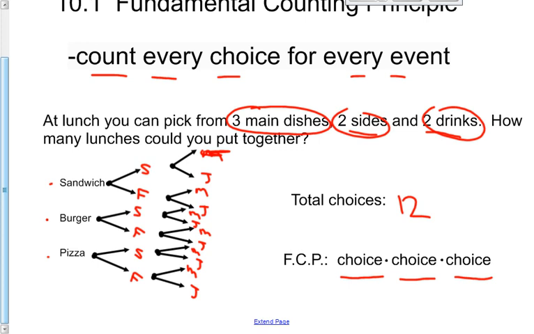Now I have to know how many in each choice. I had 3 main dishes to pick from. I had 2 side dishes to pick from, and I had 2 drinks to pick from. The key here is to multiply these together. So all I'm doing is multiplying 3 times 2 times 2, and that gives me my total of 12 choices. So this is obviously the easy, fast, quick way that you want to do a fundamental counting principle problem. Take choice times choice times choice for each of them, and you should be able to come up with your quick answer.